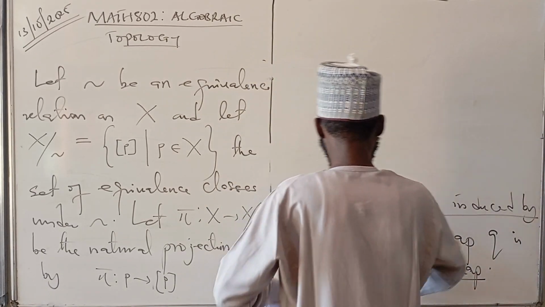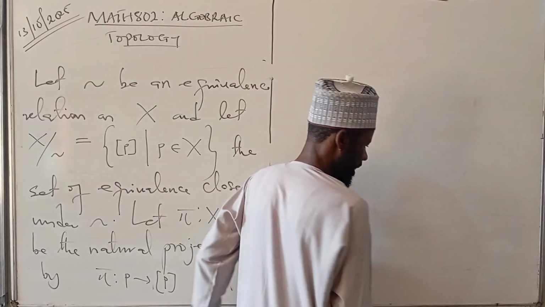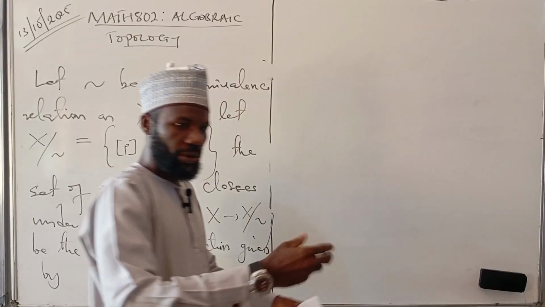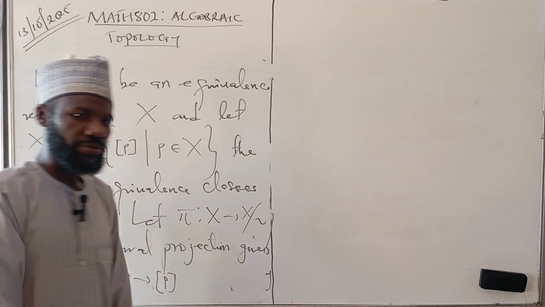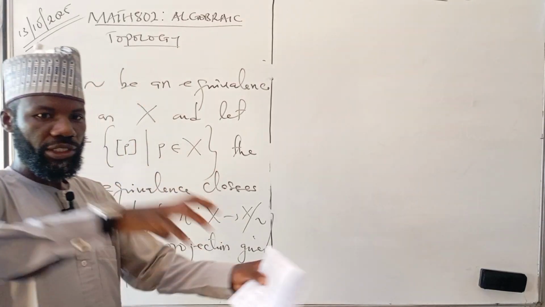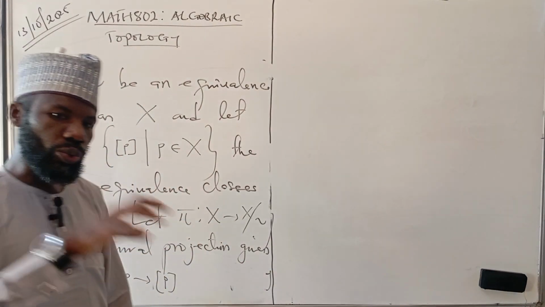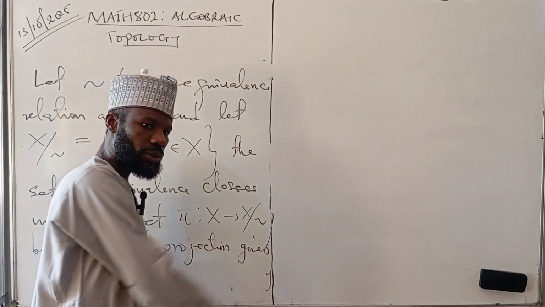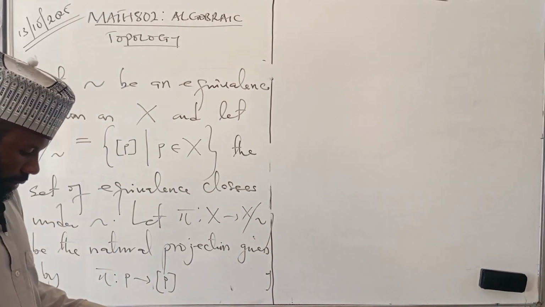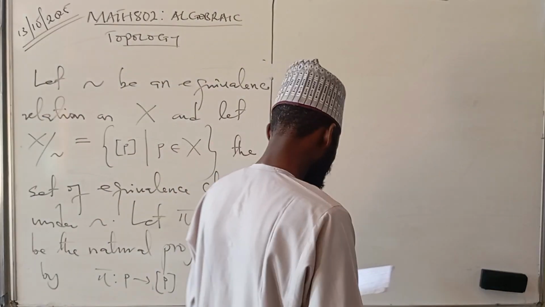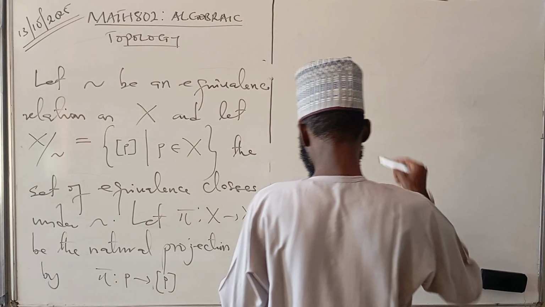So how do you do the quotient? You always have to have an equivalence relation. And then, with the help of the equivalence relation, you define and induce a quotient topology induced by the natural projection, you know. So this is it. Okay?